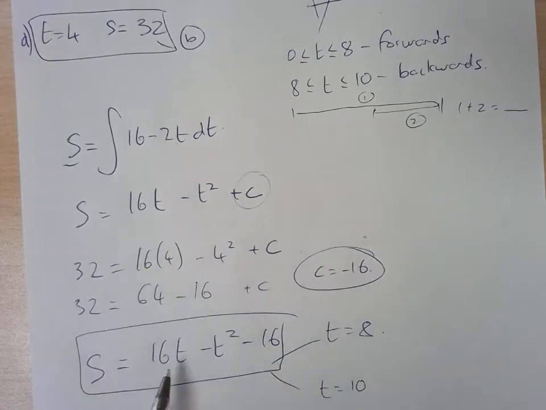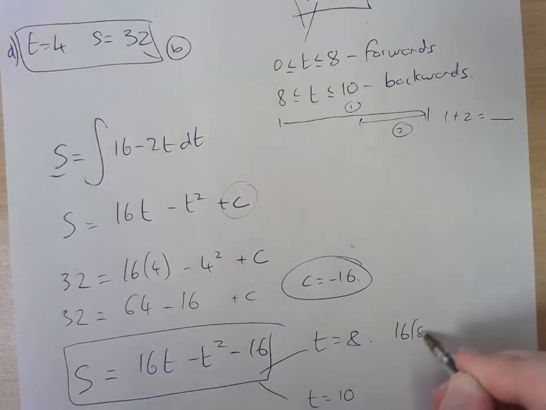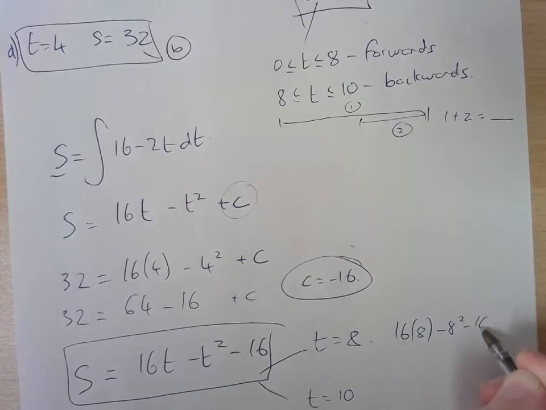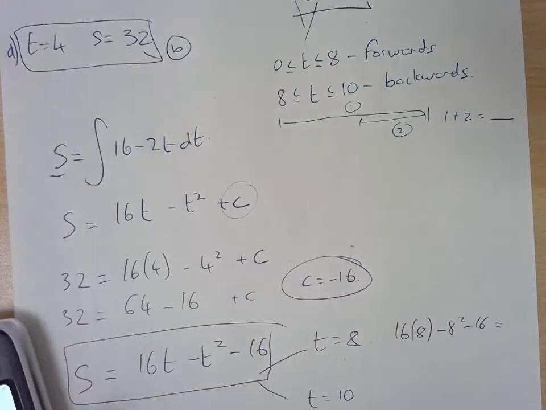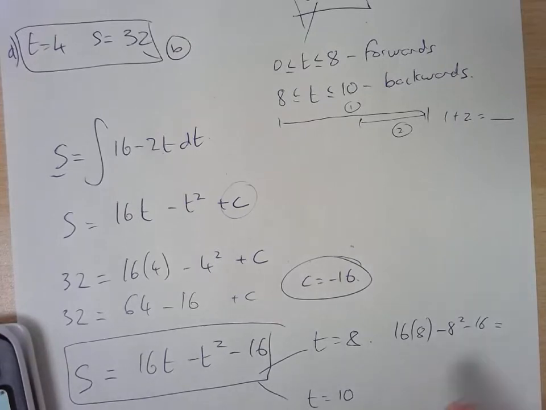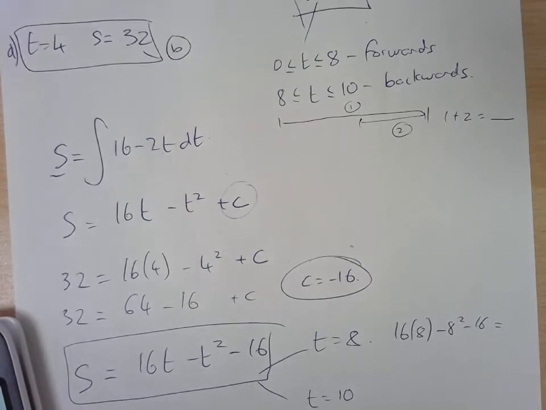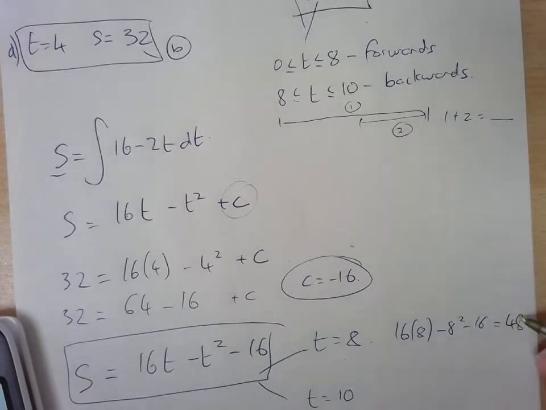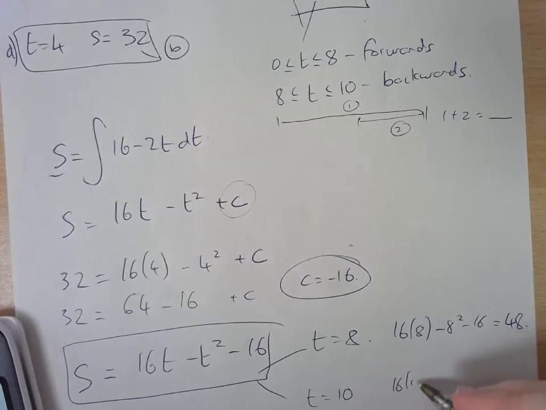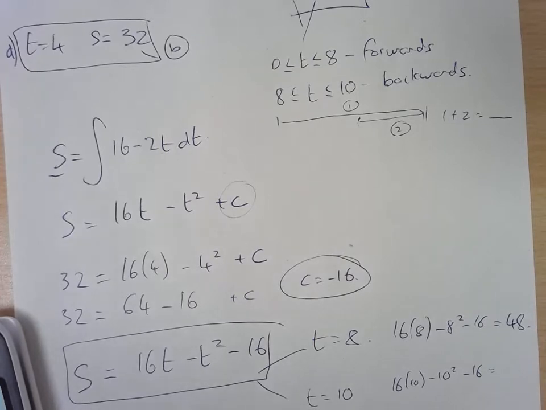So if we sub in 8 here, we get 16 lots of 8 minus 8 squared minus 16, which comes out to be 48. If we sub in 10, we get 16 lots of 10 minus 10 squared minus 16, so we get 160, take away 100, minus 16, which comes out to be 44.